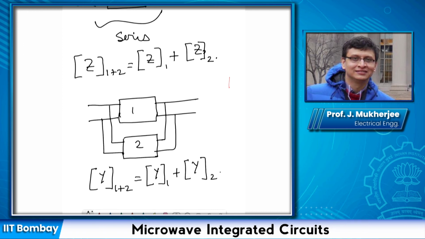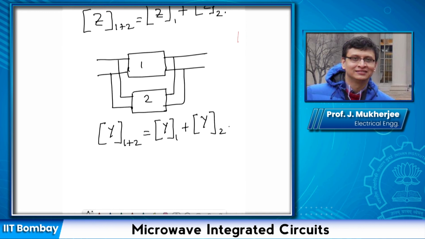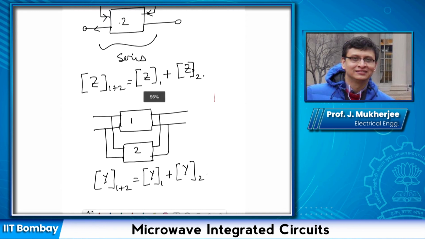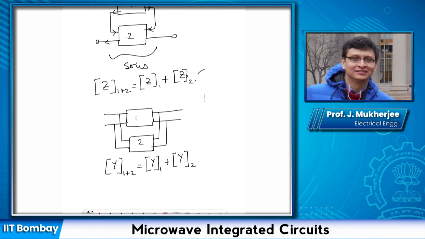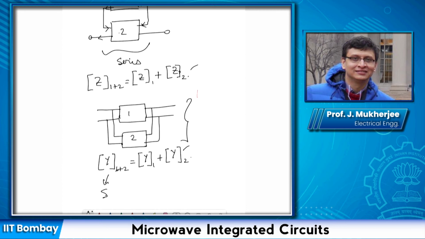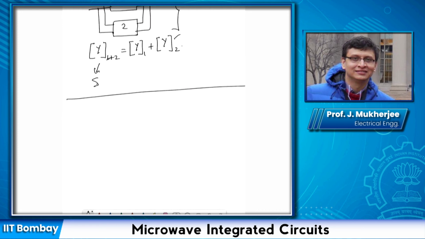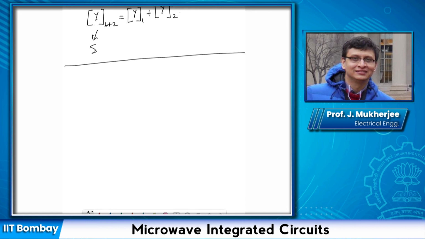Okay. Before going to ABCD parameters, these are the advantages. If you have two networks in series or two networks in shunt, then using Z or Y parameters we can easily find out the overall network parameters. Suppose we want to find out the S parameters of this network, we convert these Y parameters to S parameters. Or say we want to find out the S parameters of this network, we convert the Z parameters to the S parameters.